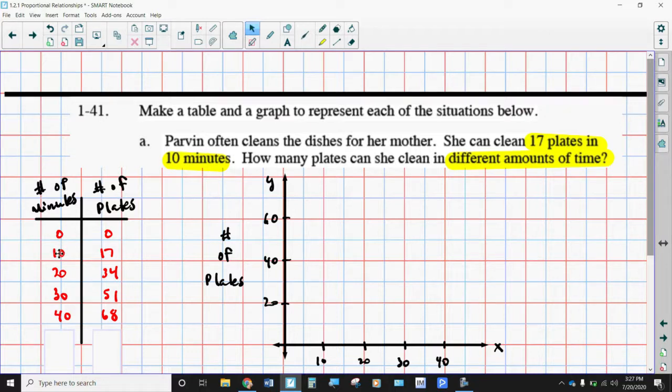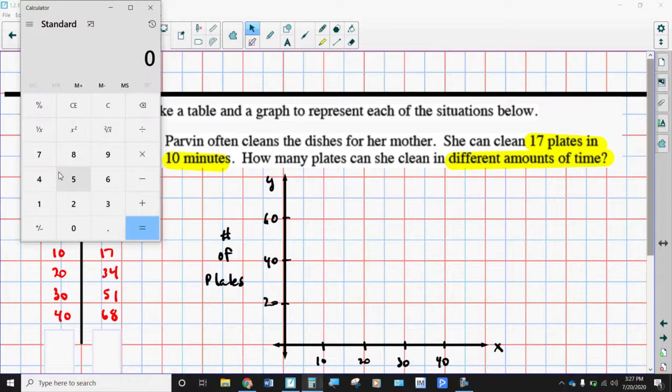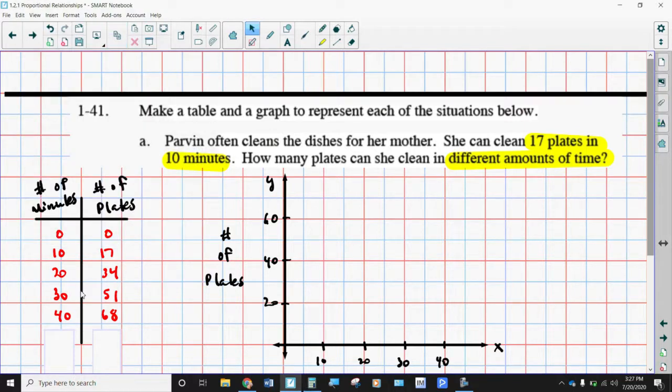What do you multiply times 10 to give you 17? I think that's 1.7. You multiply 20 times 1.7 and get 34. Let's check. 20 times 1.7 is 34. Absolutely. So this looks like it's going to be a proportional situation. Now let's look and see what the graph looks like.